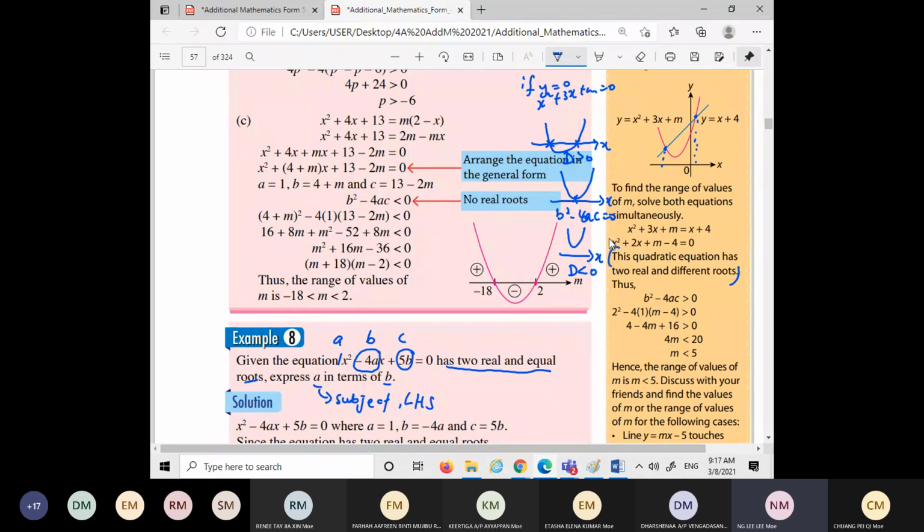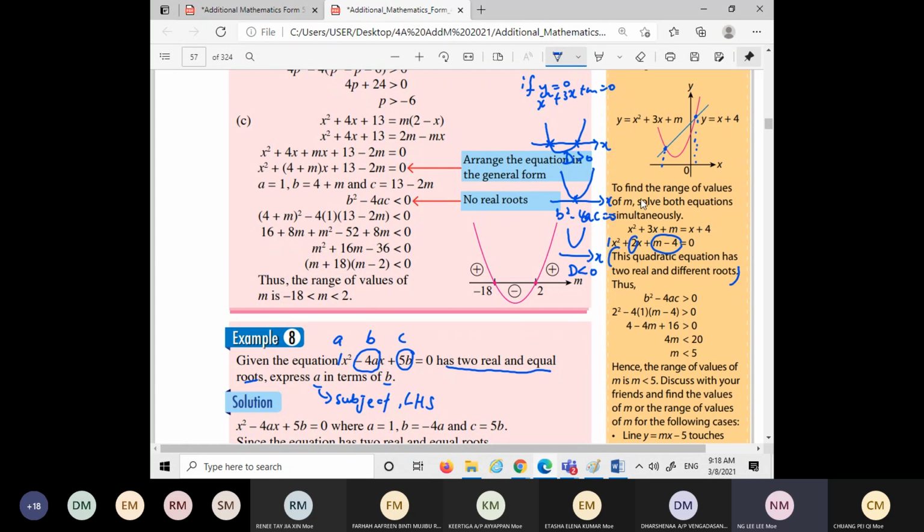Therefore here, this is A, this is B, and this is C. So B is 2, 2 squared minus 4, A is 1, C is m minus 4. Then you get m is smaller than 5. This is to find the range of the value of m.